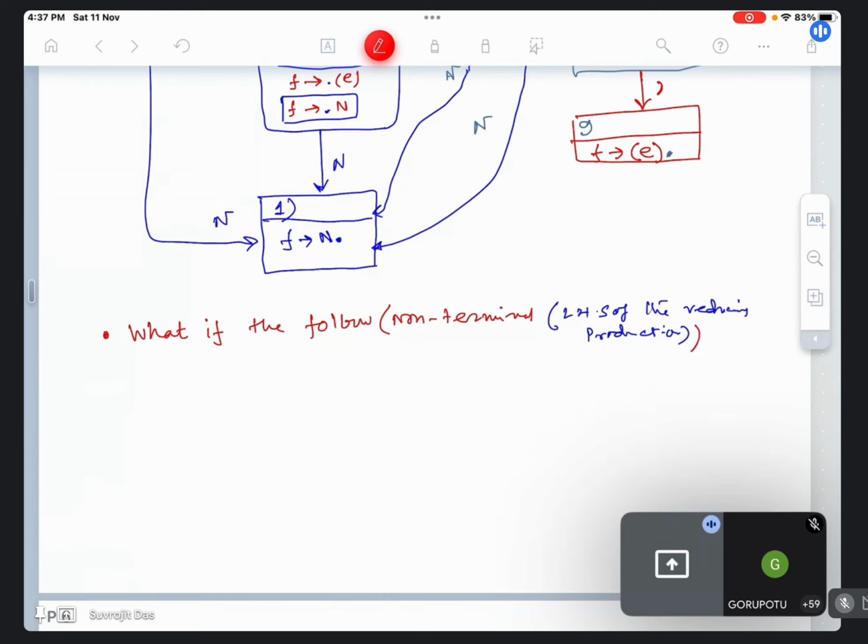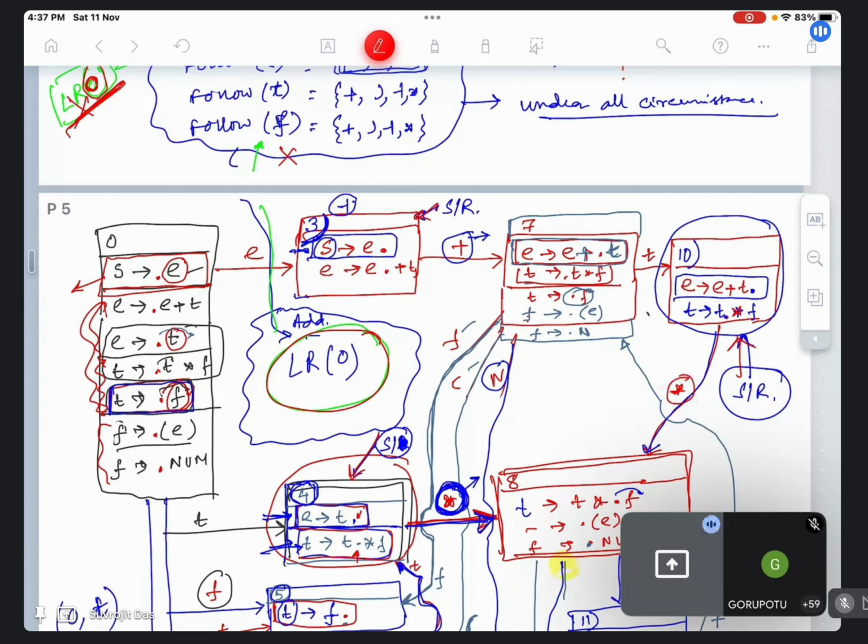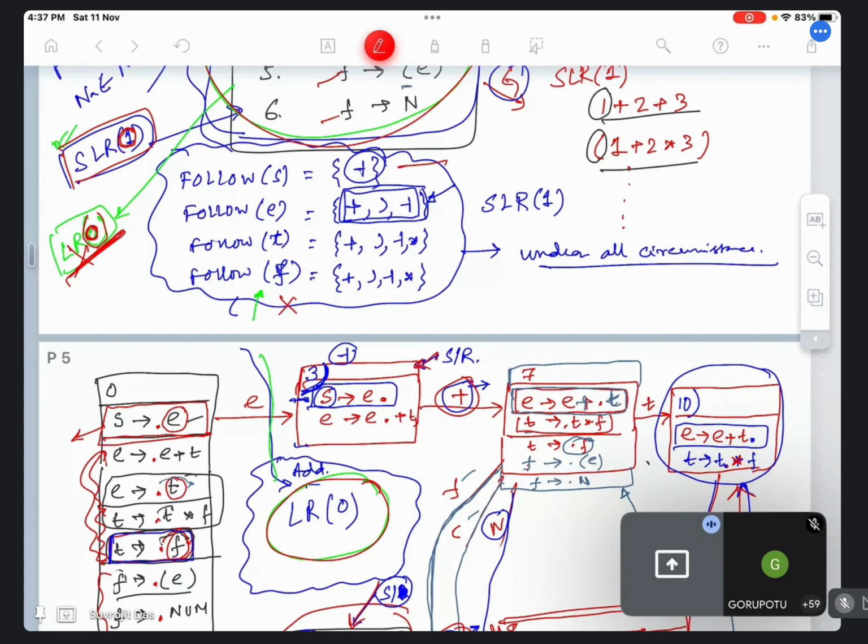So what if the follow of that non-terminal contains an outgoing edge on a terminal that is a member of follow of that non-terminal? Here we were saved because none of these, star or plus, was a member of the respective follow sets of the non-terminals S, E, T, and F.